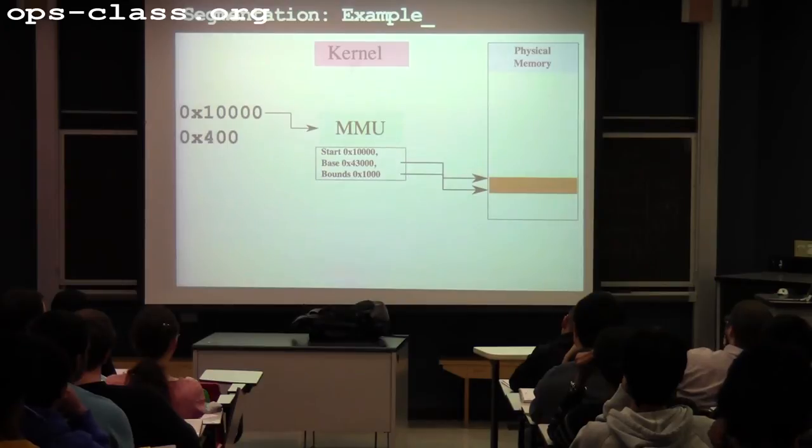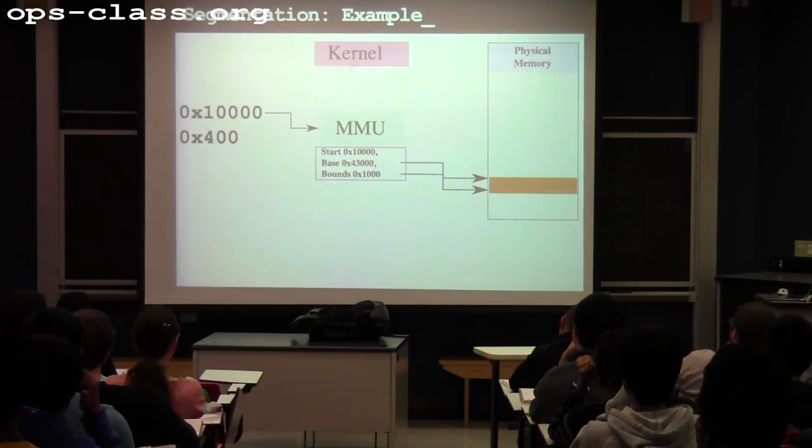Let's do another example. What about this address? What happens here? What does the MMU do?